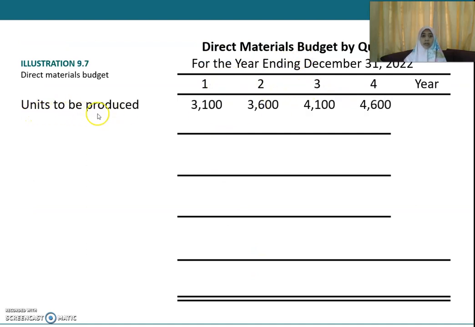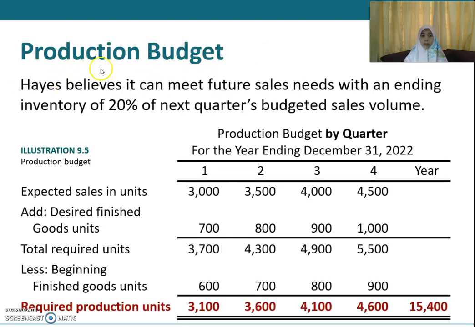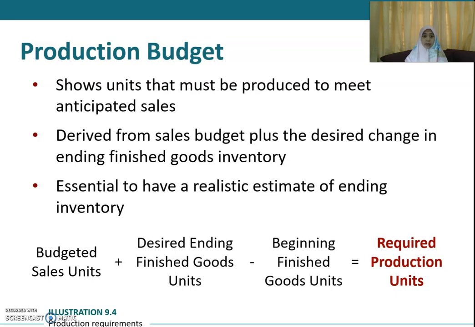So you already decided the units to be produced. How do you get these figures? 3,100, 3,600, 4,100, and 4,600. Where do these figures come from? It actually comes from your production budget, this one, the required production in units. From there, that is your starting point when you prepare the direct materials budget. So it comes from your production budget just now, right?